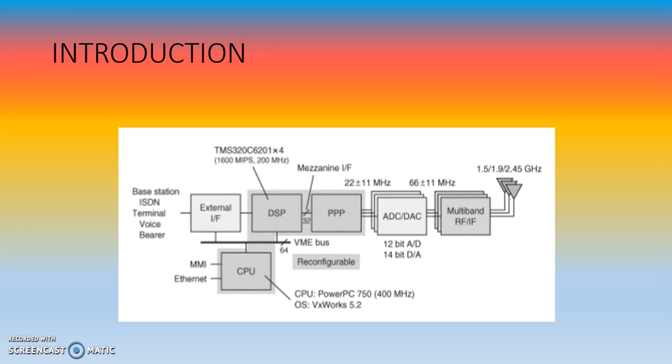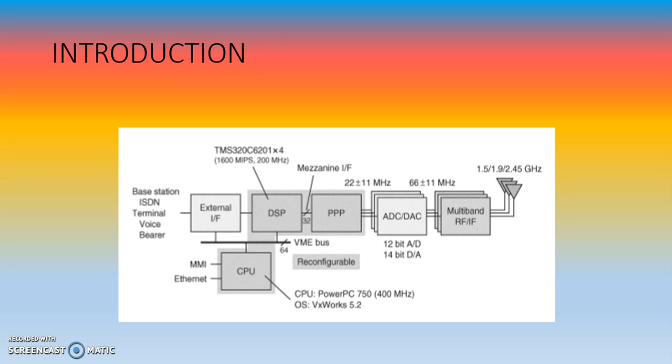Here you're going to see the 64-bit Versa Module Eurocard VME bus, which connects the CPU, DSP and external interface modules. The DSP connects to the PPP via a mezzanine IF. The CPU is a 400 MHz PowerPC with a real-time operating system, and a hard disk drive and a man-machine interface (MMI) device for user operation are connected to the CPU via local and expansion buses.